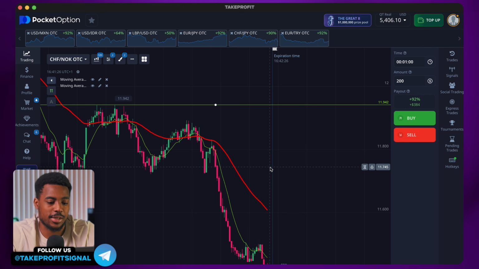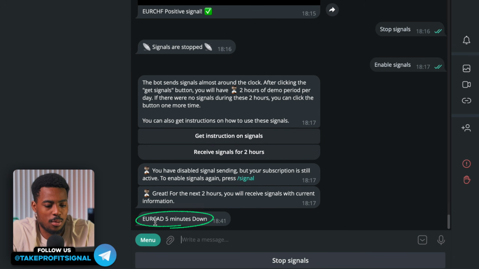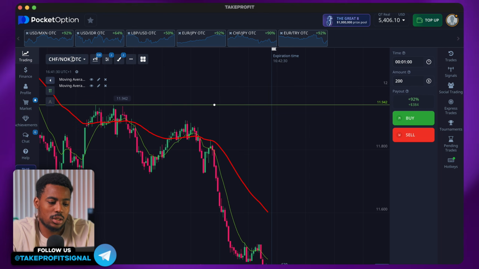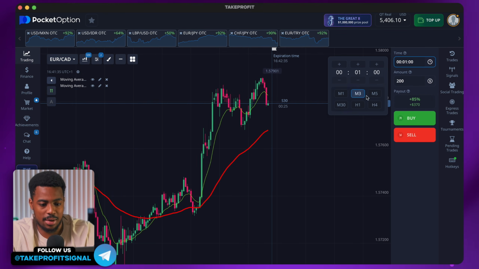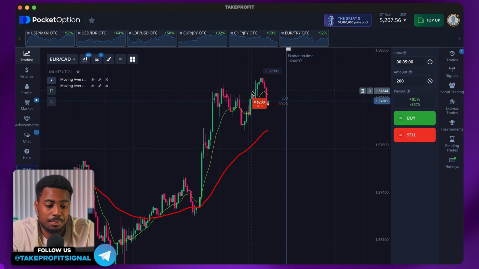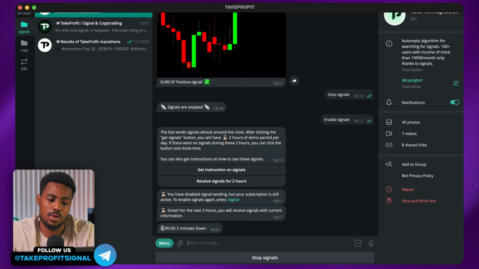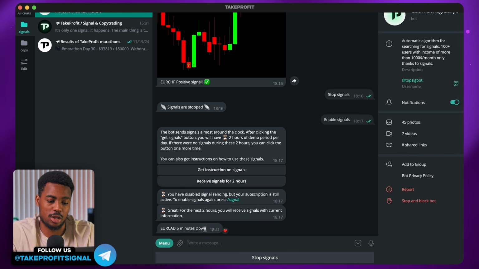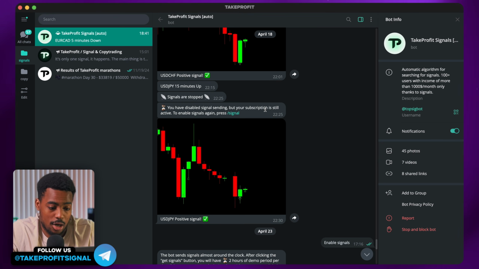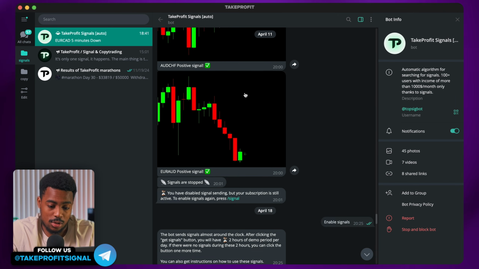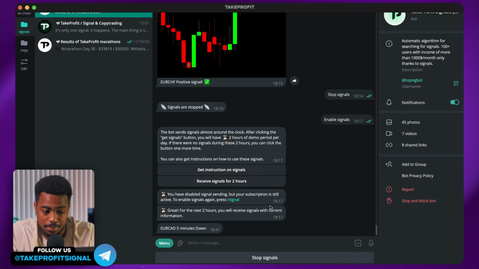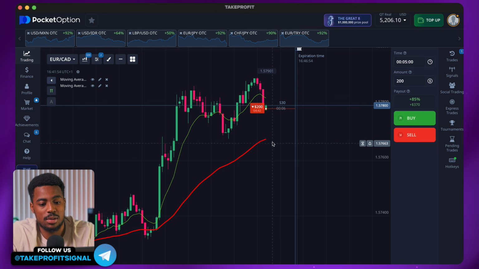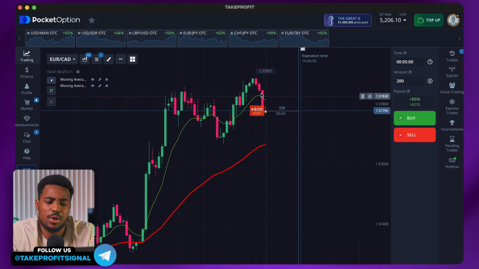So guys, we seem to get a signal from the robot for 5 minutes down. So we copy just the name of the asset quickly, put the time 5 minutes and downside. Here the most important thing is to react as quickly as possible to the signal to get a similar entry point as the robot and accordingly get these results. So turn on the notifications necessarily after activation of the demo period, and let's just wait for the result.